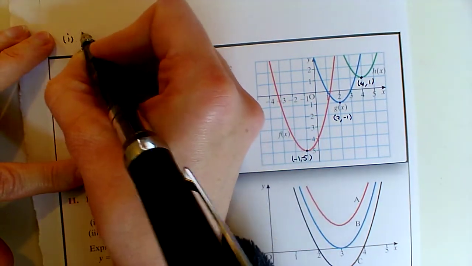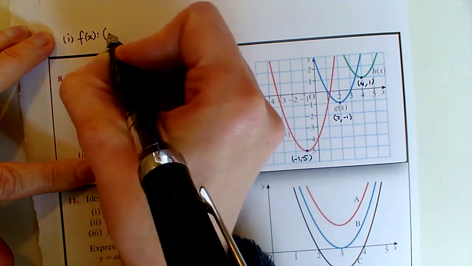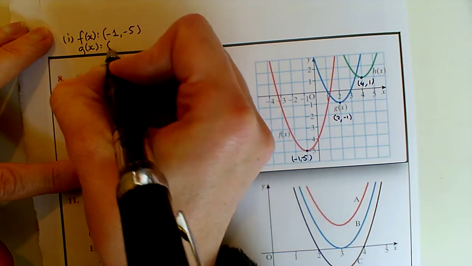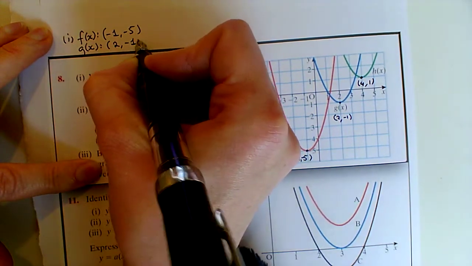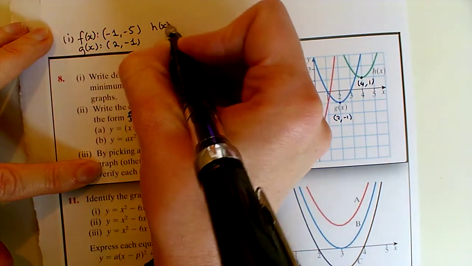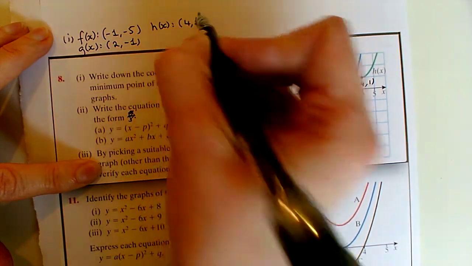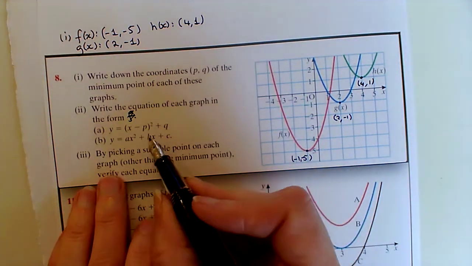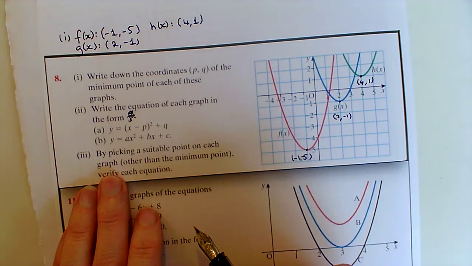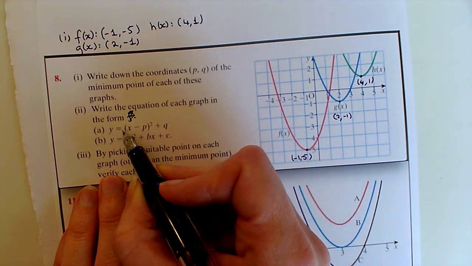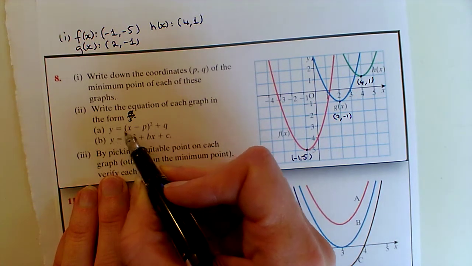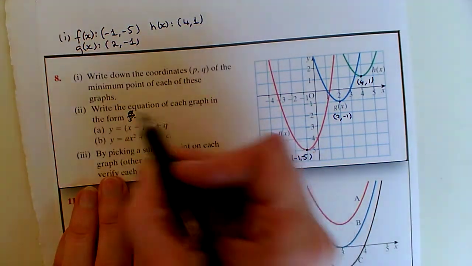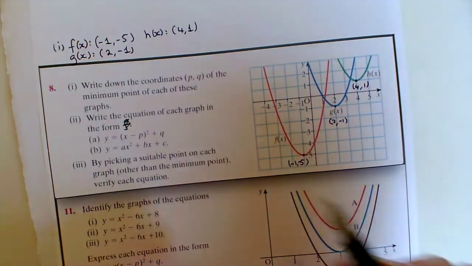Part 1, the minimum for f of x is -1, -5. For g of x, it's 2, -1. And for h of x, it is 4, 1. Then they asked us to write each equation in this form, so in completed square format. And you'll notice there's no number outside the bracket, so we can assume that the coefficient of x squared is 1, and we can verify it if we need to, but because they've already told us that the format needs to be like this, it makes it really easy.